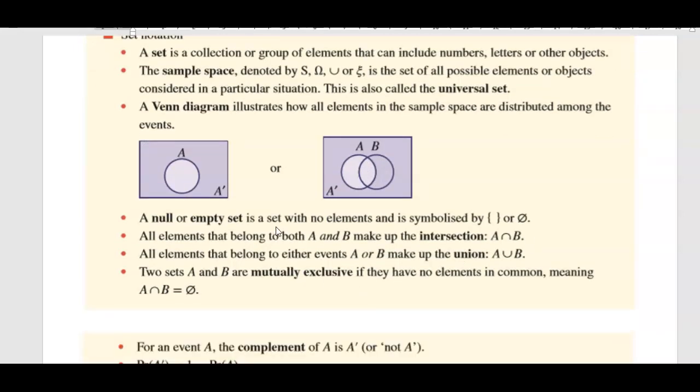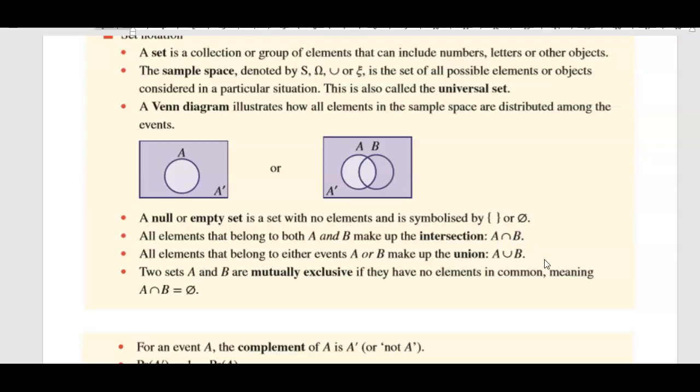A null or empty set is a set with no elements and is symbolized by this symbol or this. All elements that belong to both A and B make up the intersection. So this symbol here, okay, in between the A and the B, and you can say it's an upside down U, is called our intersection. So it means and. So A and B. So if it helps, you can kind of think of and sounding like an N. So that means the intersection.